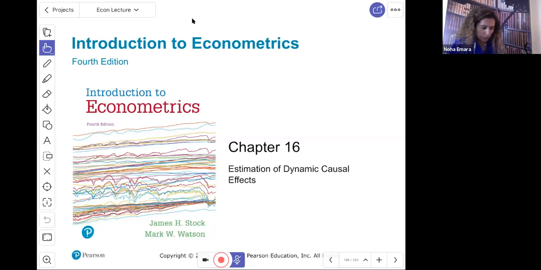So the idea of this topic is dynamic. Dynamic means something is moving, right? I'm trying to see the effect of one variable on the other variable over time, okay? So it's something like this. I want to analyze how y is a function of, and this is yt, so t is today.